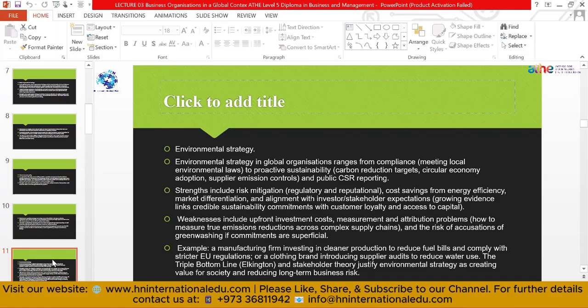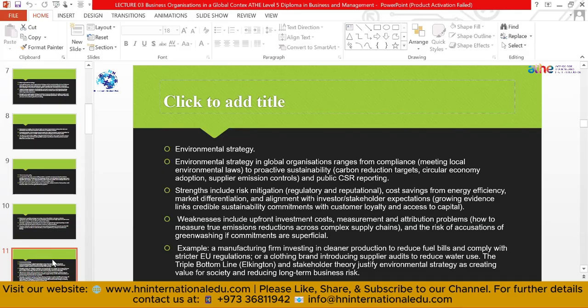Not using electricity in the peak hours, that is here in Pakistan, 5 p.m. till 11 p.m. Market differentiation, alignment with investor and stakeholder expectations, that is what they're expecting from the business and what you're giving them in return. Growing evidence links credible sustainability commitments to consumer loyalty and access to capital. Obviously, when you make sure that the consumers are happy and the investors are happy, in return they're giving you the investment. Definitely, you have access to capital, assets, money, things which can store the amount.